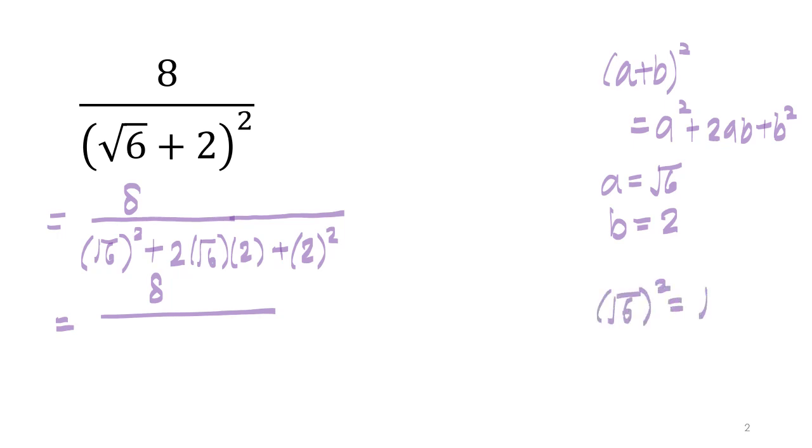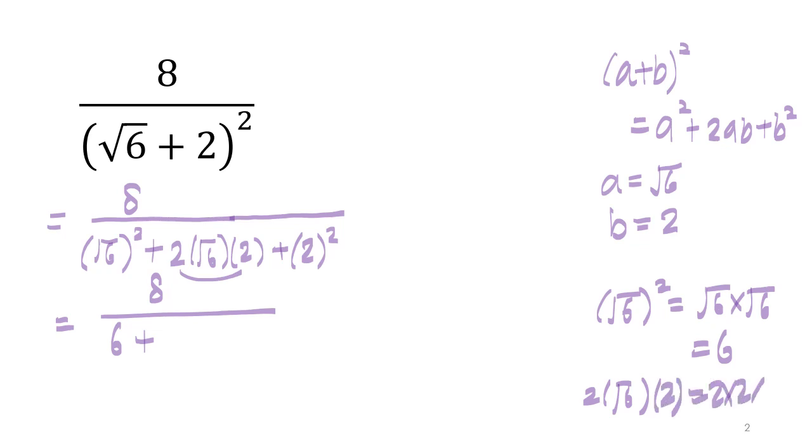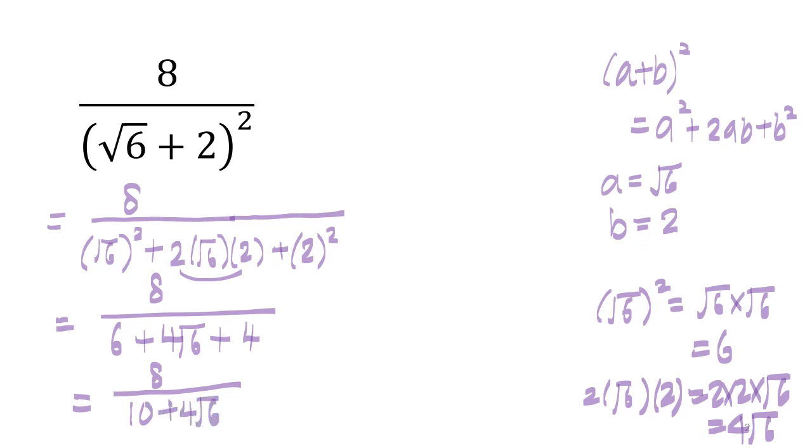Right, so that gives you square root 6 times square root 6, and that gives you 6. We can multiply the numbers and rearrange it. So 2 times square root 6 times 2, you can rearrange it to become 2 times 2 times square root 6, and that gives you 4 square root 6. And of course, 2 squared is 4. So that's further simplified. 6 plus 4 is 10. So 10 plus 4 square root 6.